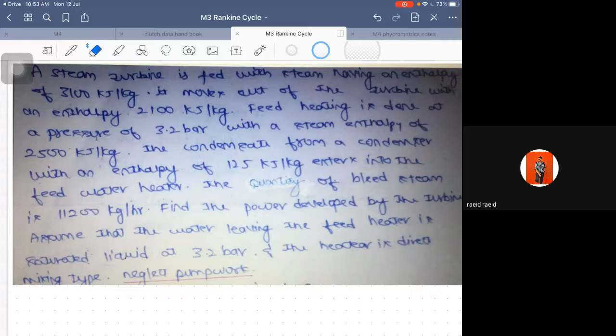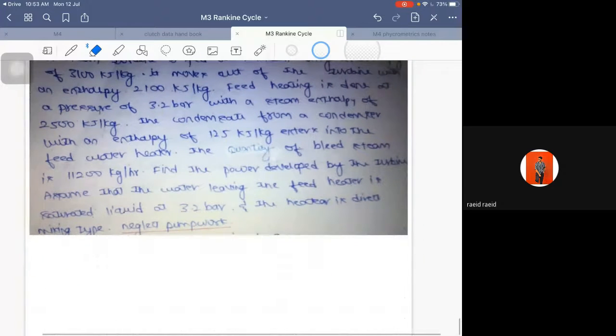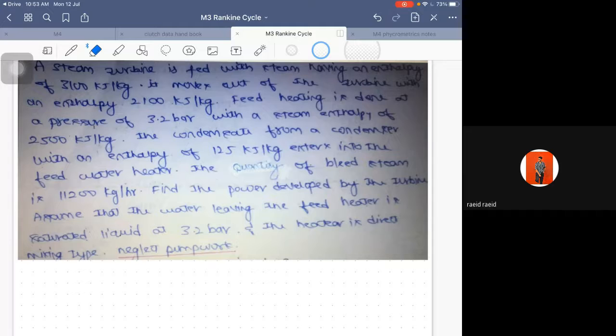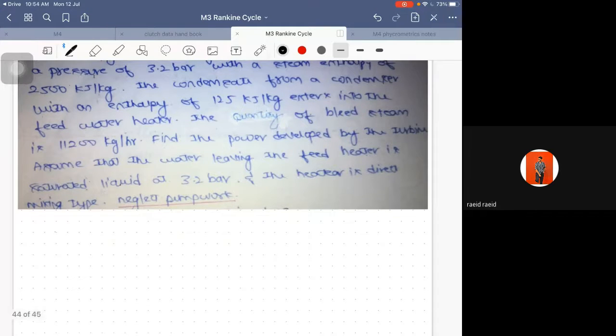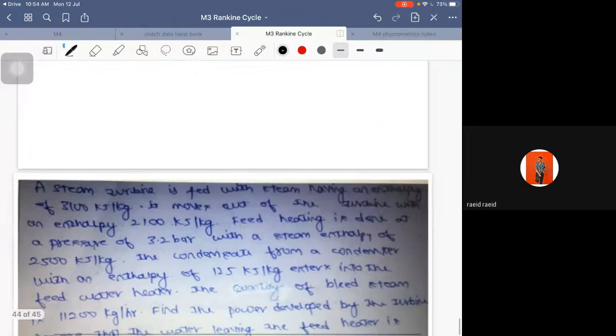Okay, so in this case, first immediately draw a TS diagram which is related to a regenerative Rankine cycle. The steam turbine is fed with steam having an enthalpy of 3100 kilojoules per kg. Before getting into the depth of the problem or reading out the problem, I would just draw a regenerative Rankine cycle like this.